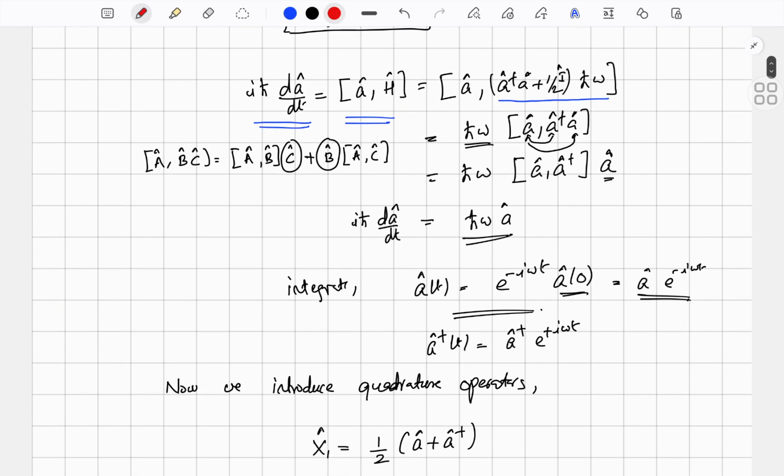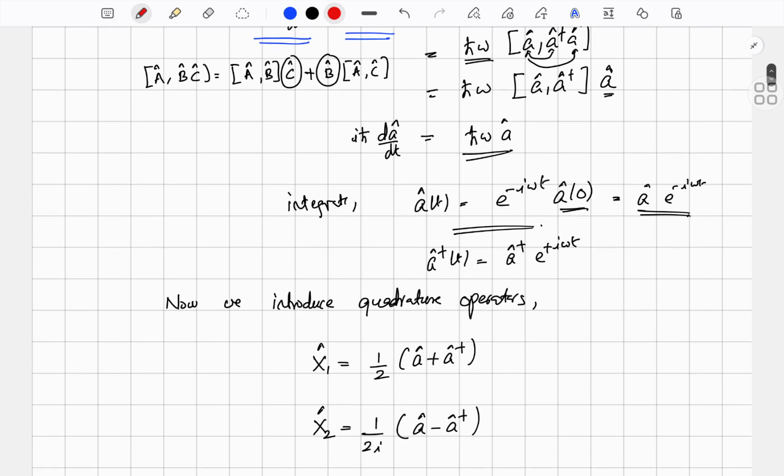Okay, so now it is time to introduce the quadrature operators. So the two quadrature operators I am going to introduce by the symbols x1 and x2. So simply x1 is half (A plus A dagger) and x2 is 1 by 2i (A minus A dagger). Okay, so we can see what is the relevance of this x1 and x2 later.